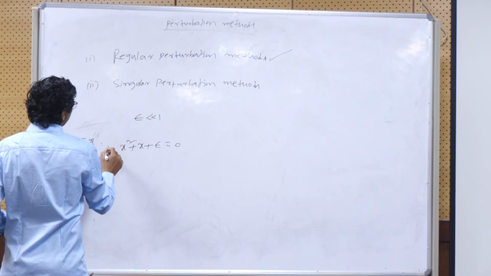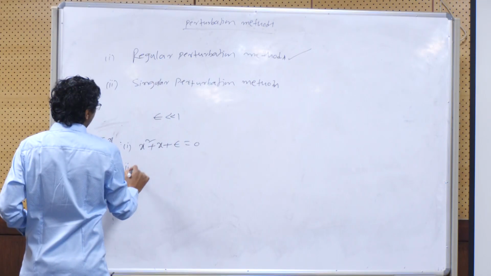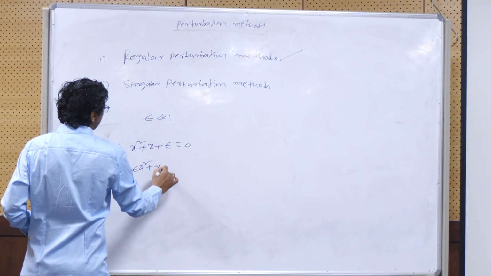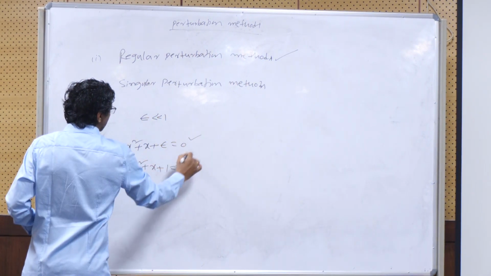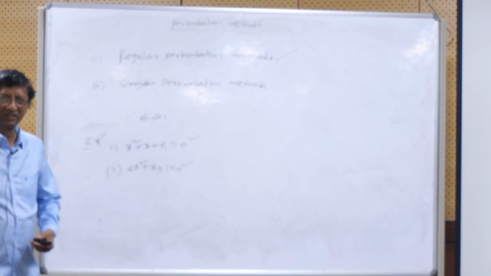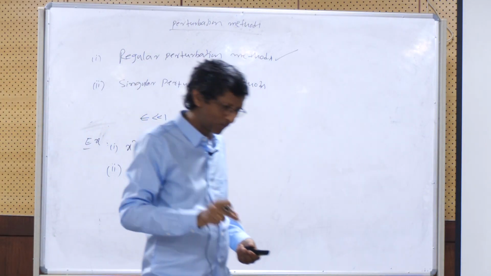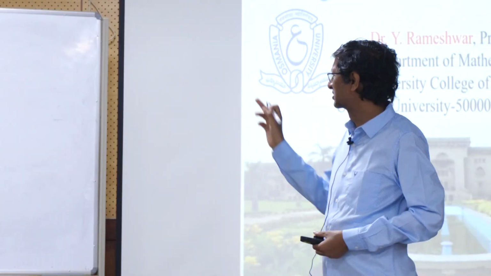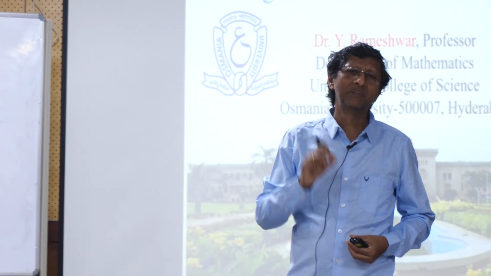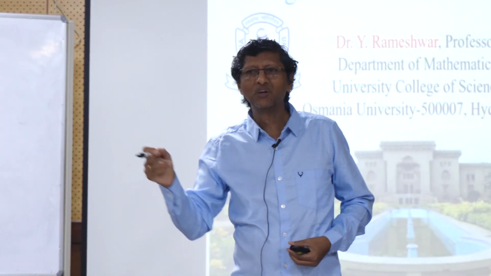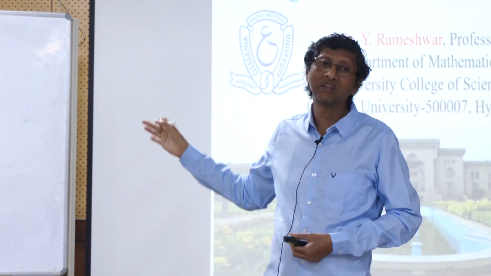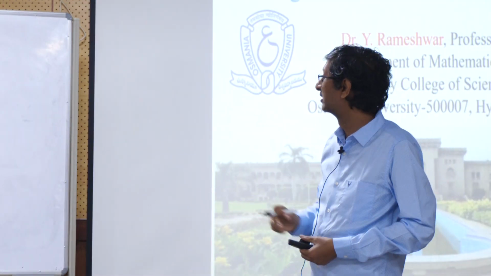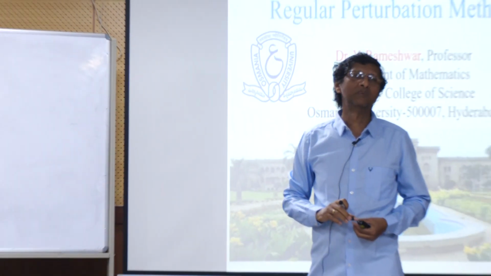This is one. Let us take another example: epsilon x squared plus x plus 1 equal to 0. So we have two types of models here, algebraic equations, which include a small parameter epsilon. In the first example, you can observe that epsilon is coming in the equation free from the variable x. In such a case, we call it an example of the regular perturbation problem.